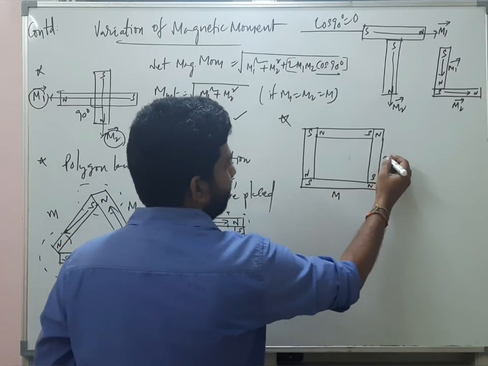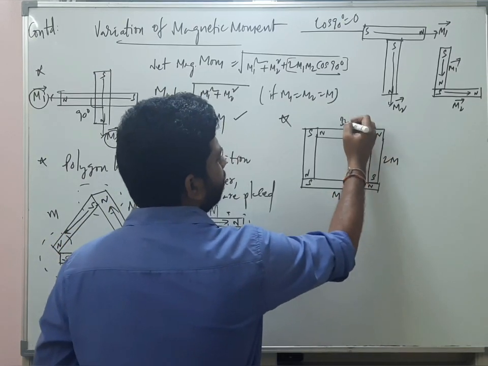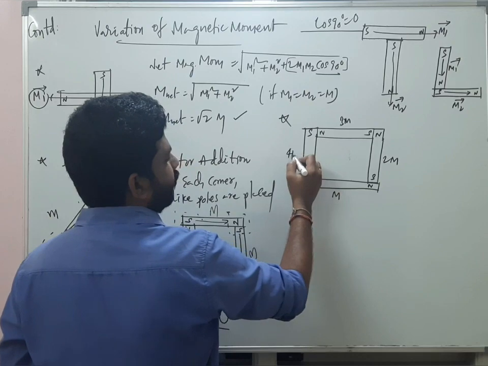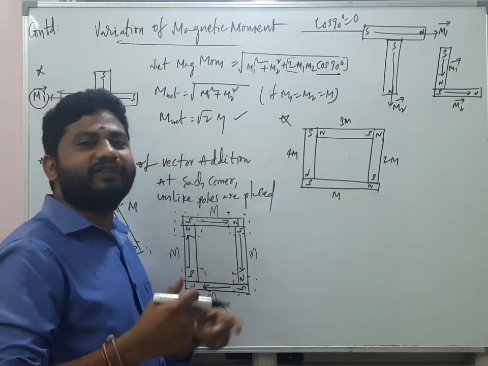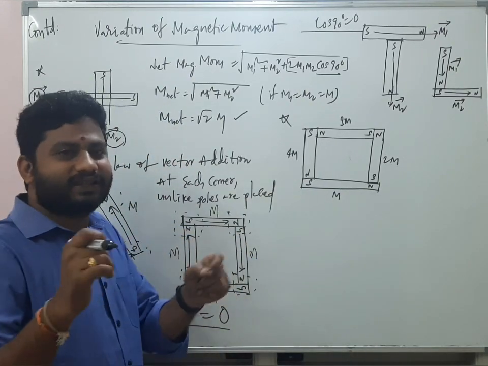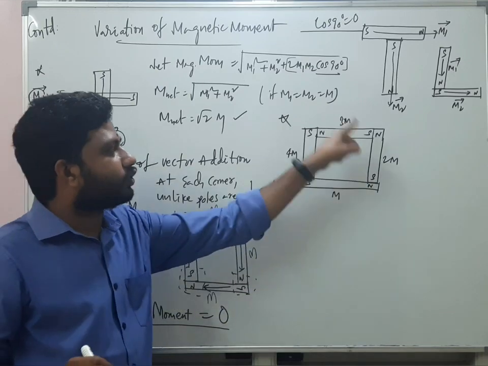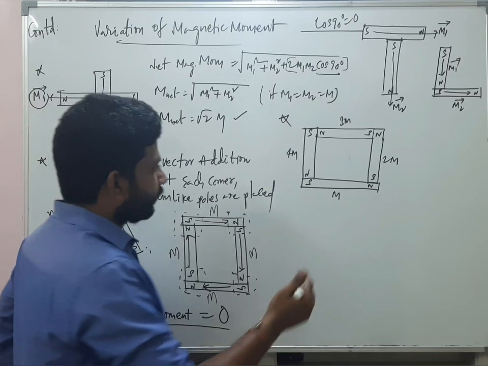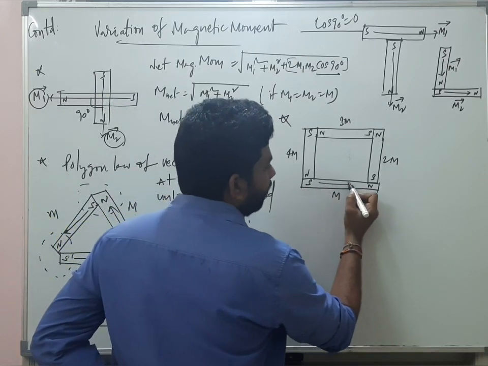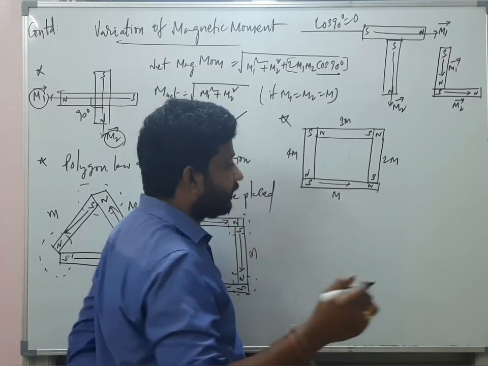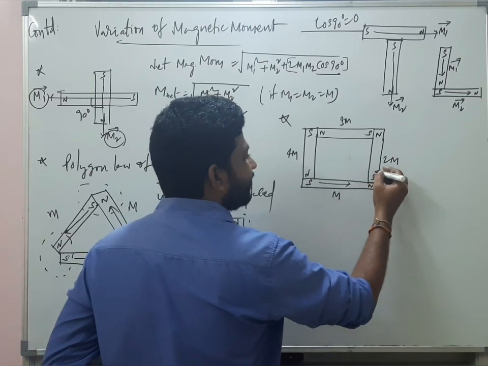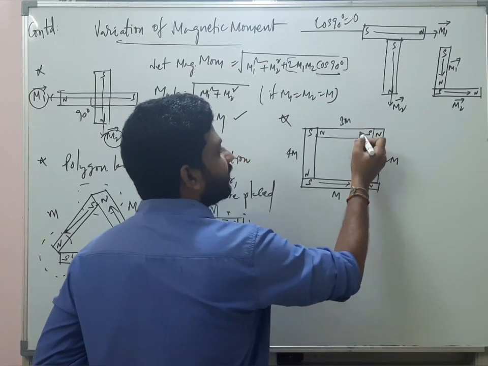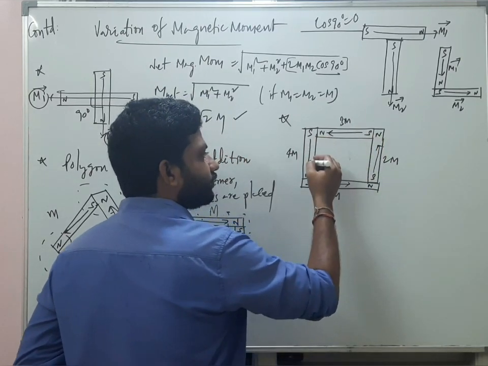It's M, 2M, 3M, 4M. For a better understanding and an easy way of solving this question, I have just considered M, 2M, 3M and 4M as the magnetic moments of the individual magnets. So the magnetic moments are all vector quantities, you should remember that. M is in this direction, and south to north in this direction, south to north here and south to north here.